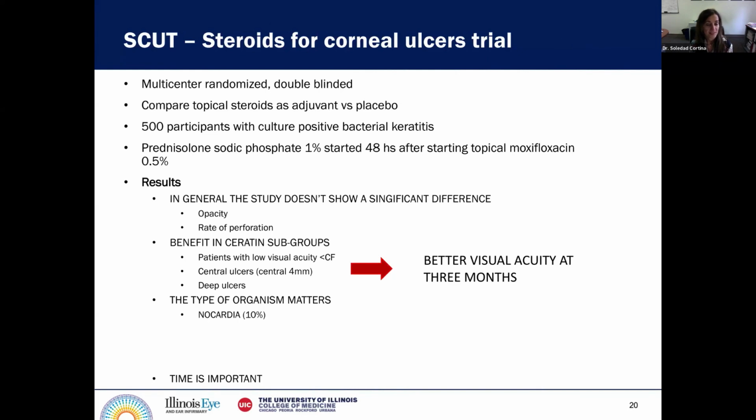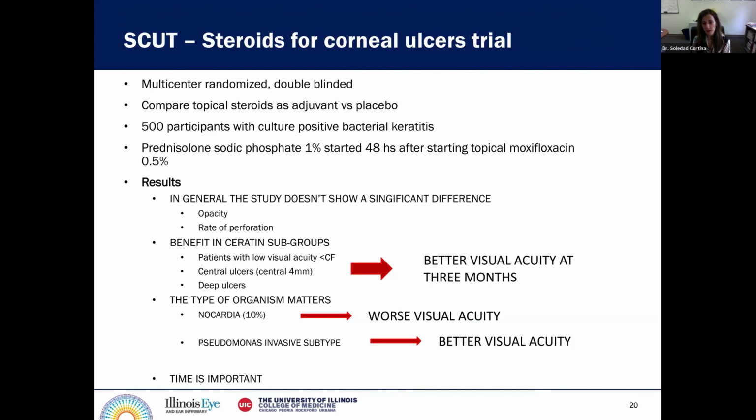We also saw that the type of organism was important. We saw that nocardia, which was 10% of all the patients included, had worse visual acuity if they were given steroids. That's why I was asking the question about which organism steroids are contraindicated in, and it's for this reason. We saw that largely, if you look at all Pseudomonas cases, steroids didn't make a difference. But if you look at Pseudomonas of the invasive subtype, we saw that they ended up with better visual acuity at 3 months if steroids were used.